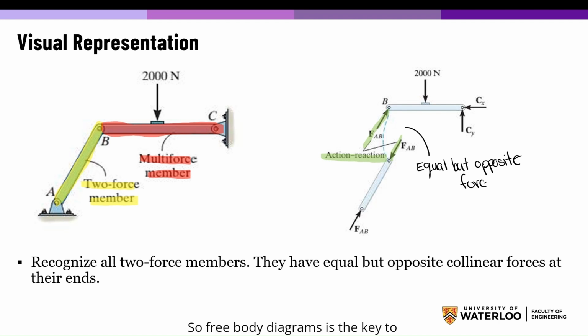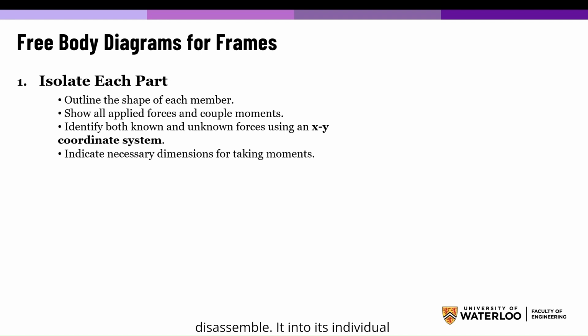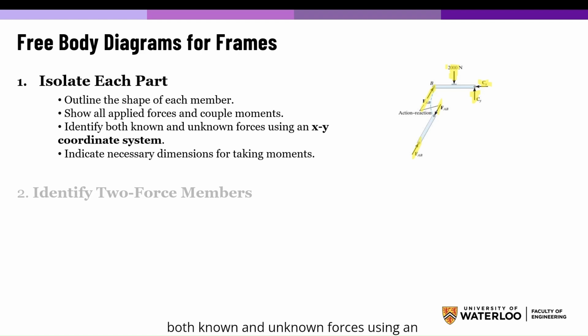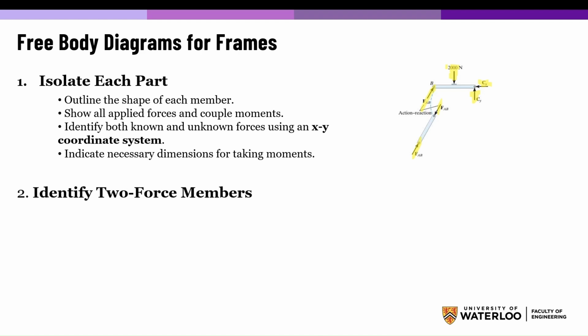So free body diagrams are the key to analysis. To analyze a frame, we need to disassemble it into its individual members and draw free body diagrams. This allows us to determine the forces at joints and supports efficiently. So first, we isolate each part. So we're outlining the shape of each member, we're showing all the applied forces and the couple moments, and you're identifying both known and unknown forces using an XY coordinate system.